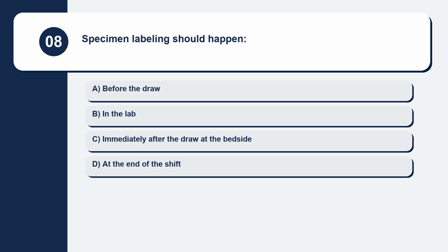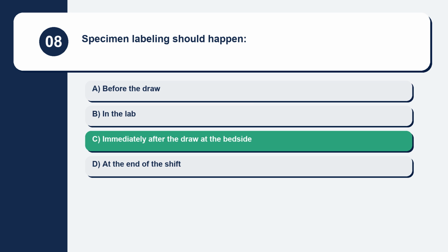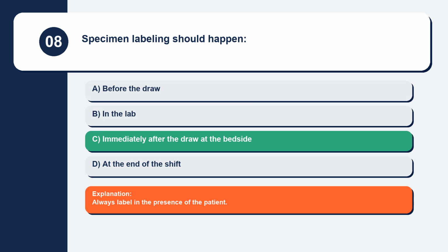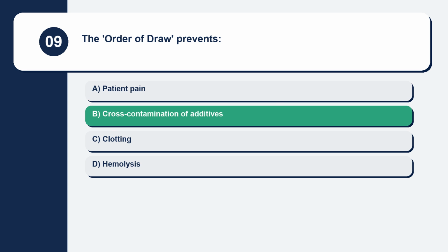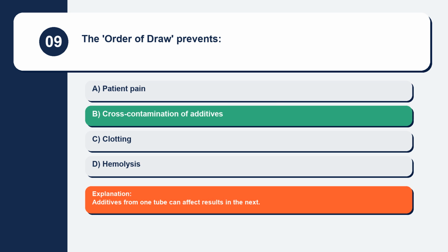Question 8. Specimen labeling should happen before the draw, in the lab, immediately after the draw at the bedside, at the end of the shift. Always label in the presence of the patient. Question 9. The order of draw prevents patient pain, cross-contamination of additives, clotting, hemolysis. Additives from one tube can affect results in the next.